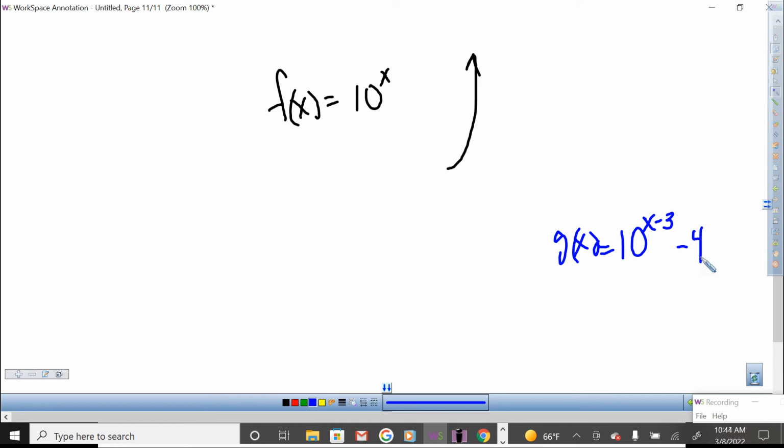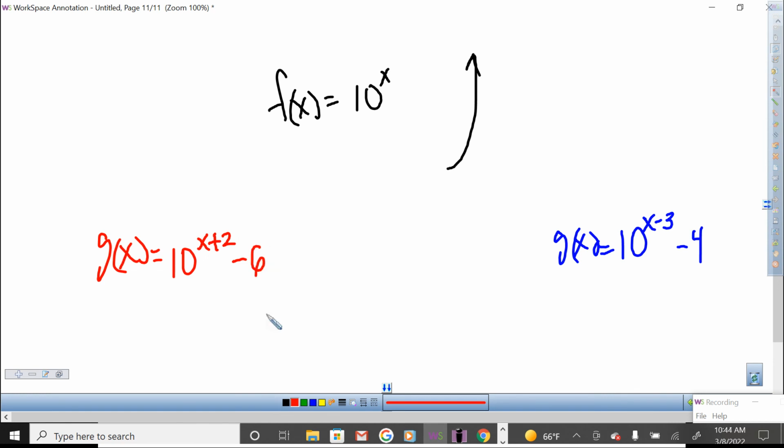All right. Let's go back to the original here. And let's move it 2 to the left and 6 down. Tell your neighbor the equation, please. 2 to the left, 6 down. All right, what'd you get? Mel. 10 to the x plus 2, minus 6. Hands if you got that?